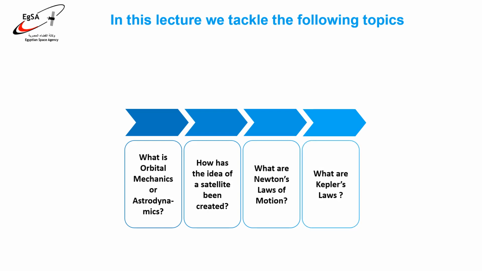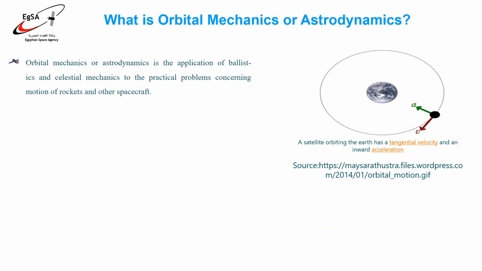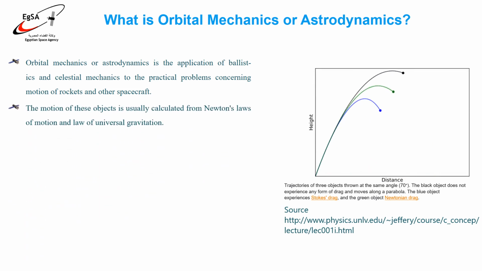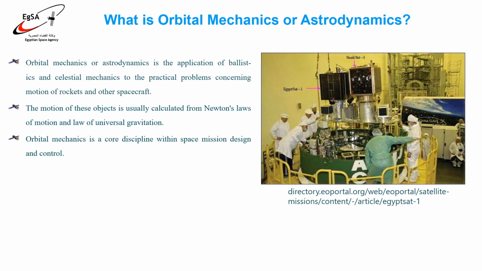Now we start with what is orbital mechanics or astrodynamics? Orbital mechanics or astrodynamics is the application of ballistics and celestial mechanics to the practical problems concerning the motion of rockets or other spacecraft. The motion of these objects is usually calculated by Newton's laws of motion and law of universal gravitation. Orbital mechanics is a core discipline within space mission design and control.